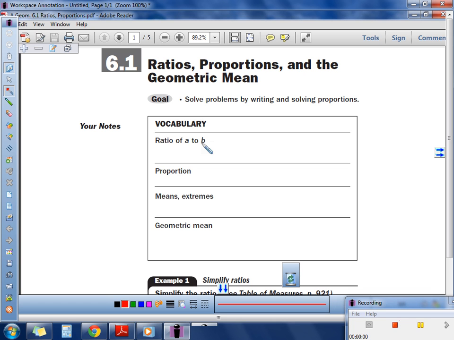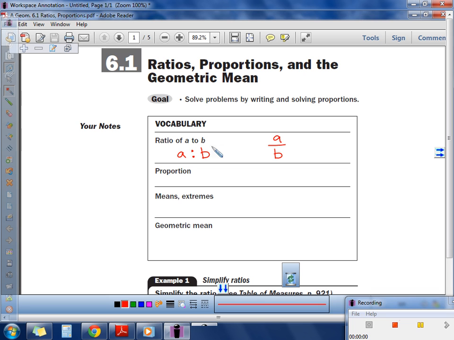A ratio from A to B can be written in a number of ways. A common way you might have seen is A colon B. It can be written in another way too. Did anybody find the other way? A over B, as in a fraction. Those are two ways of writing a ratio. Obviously, you could also have written it in words, A to B.